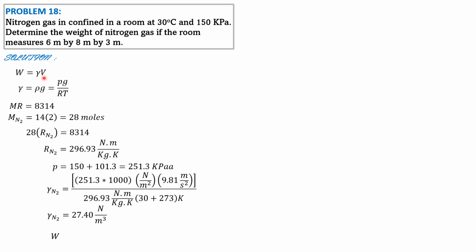Then we can now compute for the weight. 27.4 newtons per cubic meter times volume, 6 meters by 8 meters by 3 meters, so that's cubic meter. So the result is in newtons. So weight is 3946 newtons. So that's it for this entire video.